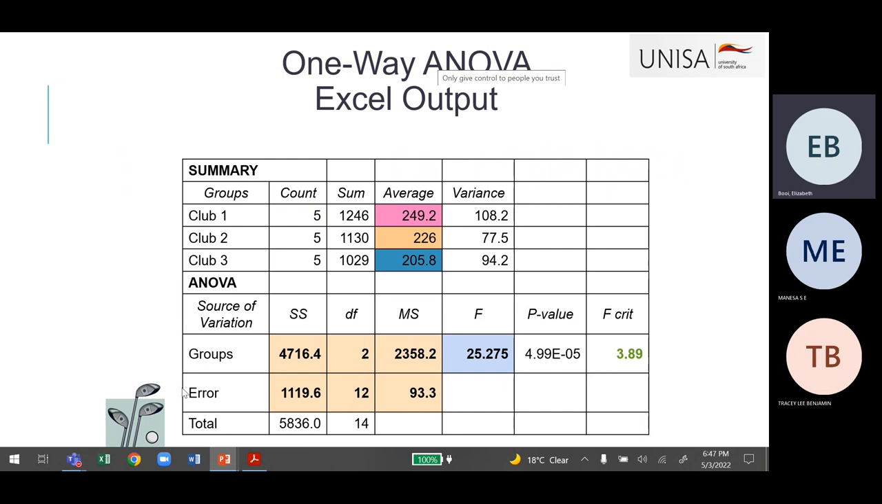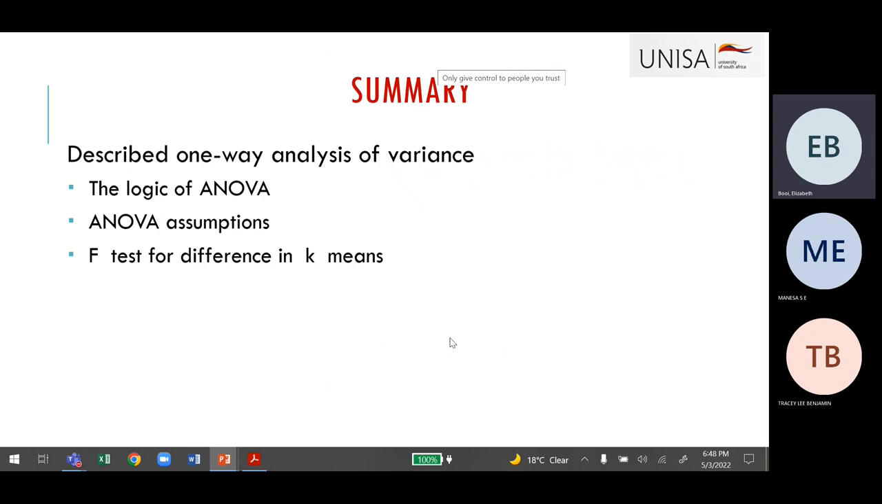So in your module, you are expected also to draw up this ANOVA table or to complete the ANOVA table if they give you the groups and the error. You can see all the values that we calculated are just as they are from here, and it will give you the critical value. It will also give you the p-value, but we're not going to talk about the p-value. Sometimes it gives you the critical value, sometimes it does not. If it gives you the critical value, you use the critical value and the test statistic to make your decision. And that was just an example.